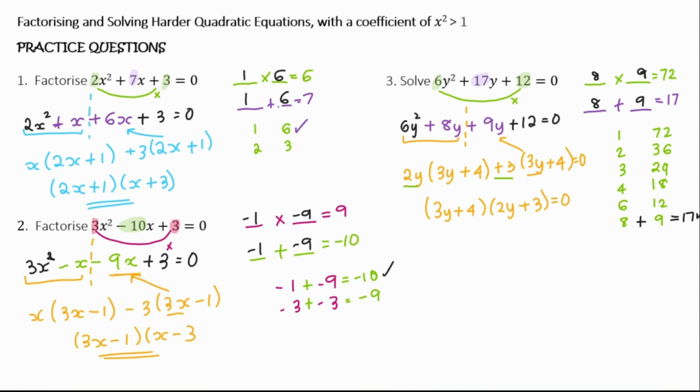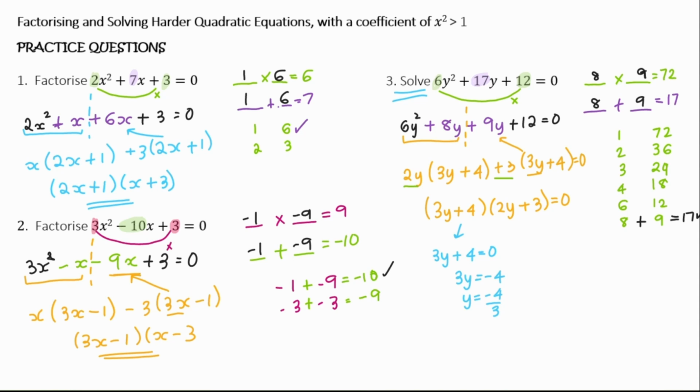Because this question is asking to solve the equation, we would have to equate each of the brackets to 0 separately. So for the first bracket, we've got 3y plus 4 is equal to 0. If we minus 4 on both sides, we will get 3y is equal to minus 4. And if we now divide both sides by 3, we will get y is equal to minus 4 over 3.